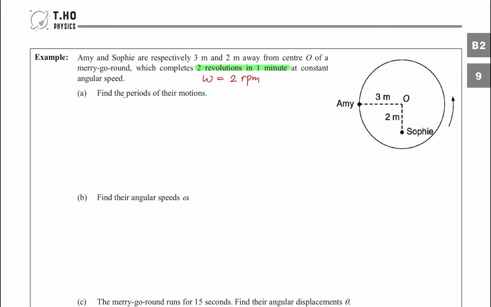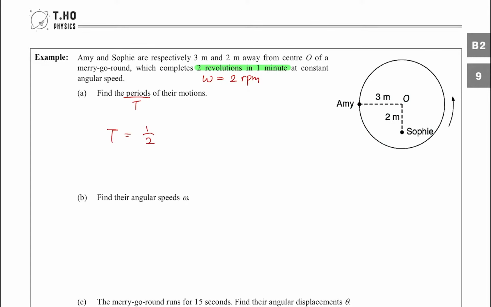So part A, we have to find the period of the motion. What do we mean by period? Period means the time for 1 revolution. So if we have 2 revolutions per minute, how much time do we need for 1 revolution?